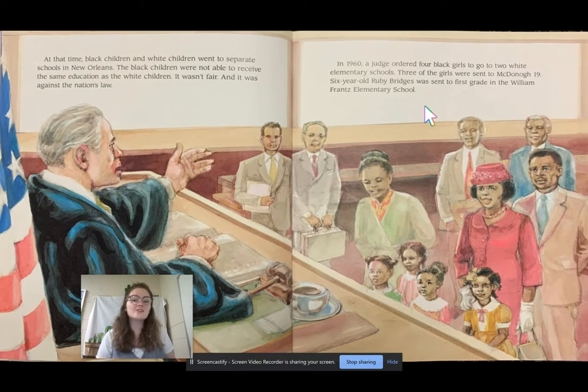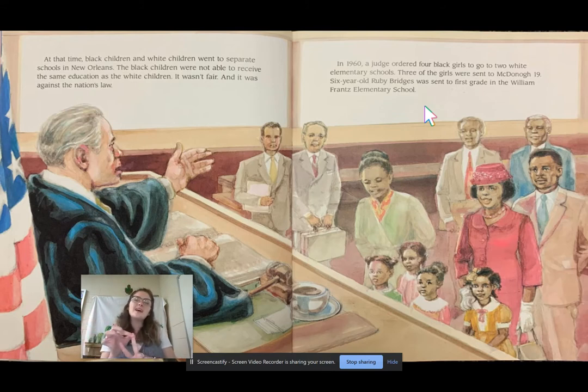Now I want you to think about your characters. Who are the characters that we have learned about so far in this story? Tell me in the puzzle. So far we have been introduced to Ruby Bridges, our main character, who this story is all about. And we've been introduced to her family, her mother and her father. And we've also been introduced to her siblings too.